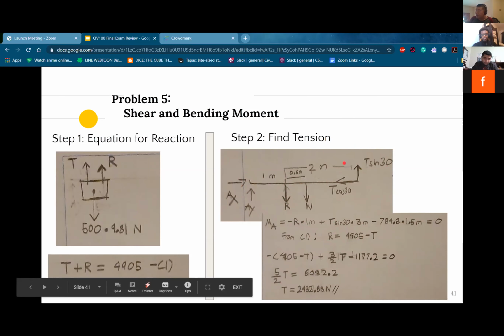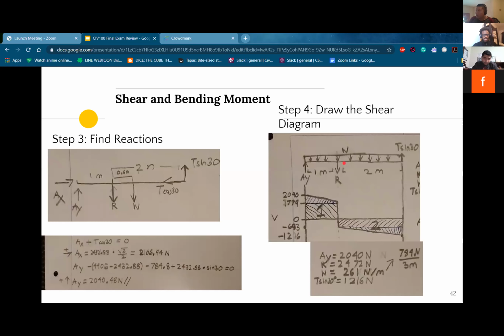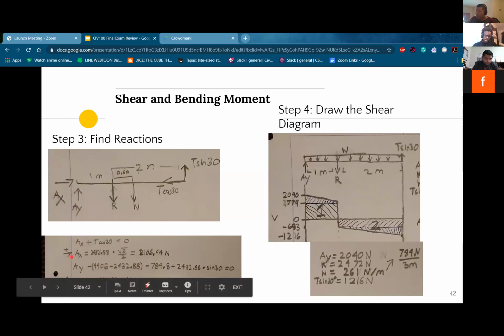Now, once we know T, we can start to actually find the reactions for Ax and Ay. Ax is pretty straightforward because there's only one unknown there, which is going to be the T tension force. So you just solve for that. Ax just has to be in the opposite direction of that tensile force, which is around 2,100.